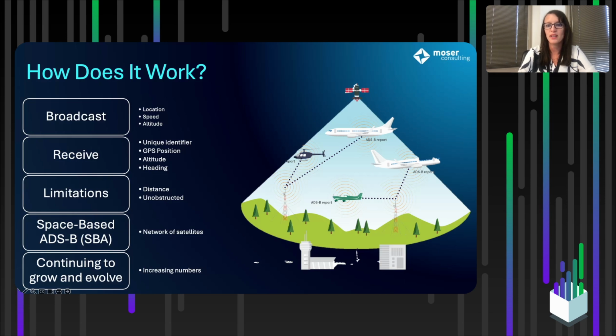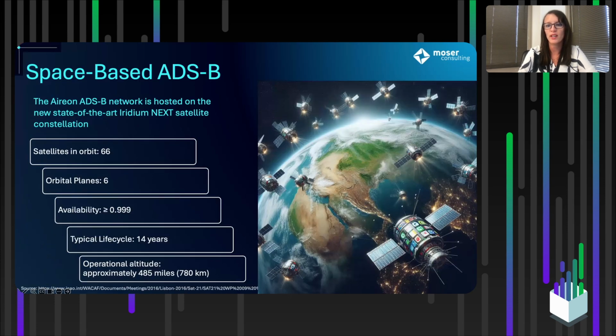Space-based ADS-B enables surveillance over oceanic airspace through receivers hosted on satellites and across the entire globe. With the space-based concept, aircraft may be tracked anywhere they fly in near real time, increasing safety and efficiency for all users. The Aireon ADS-B network is hosted on the new state-of-the-art Iridium NEXT satellite constellation, which consists of 66 low Earth orbit interconnected satellites.